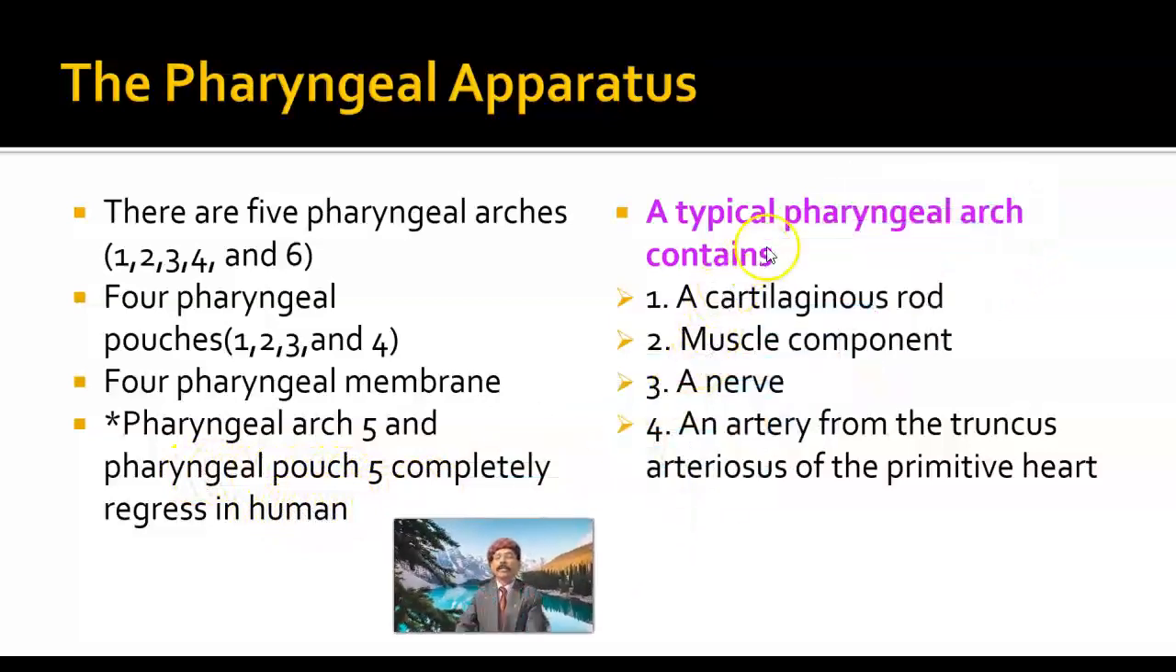Okay. A typical pharyngeal arch contains a cartilaginous rod, a muscle component, a nerve for the muscle and the membrane, and an artery from the truncus arteriosus of the primitive heart. So these are the structures present in a typical pharyngeal arch.